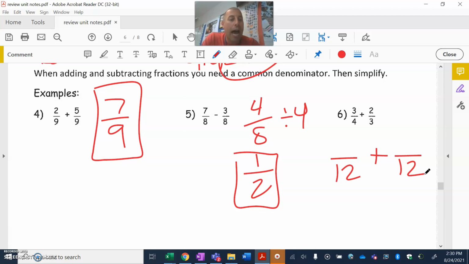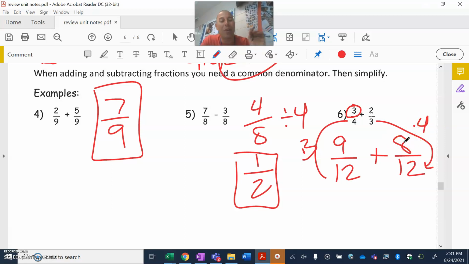Step 2, I have to figure out my new top number, my new numerator. My bottom number has changed. What do you multiply that 4 by to get to that 12? Well, we multiply it by 3. So that's what you multiply the top number by. 3 times 3 is 9. What do you multiply the 3 by to get to the 12? A 4. So that's what you multiply the top number by. 2 times 4 is 8. Now I'm ready to add, because look, I've got a common denominator.